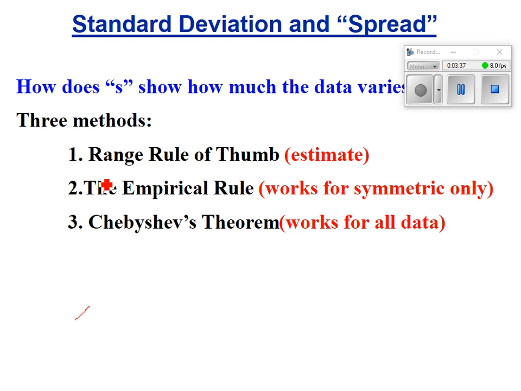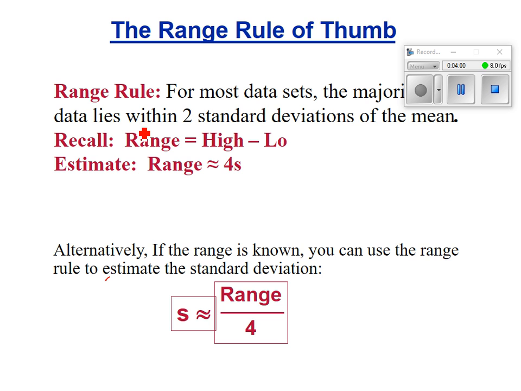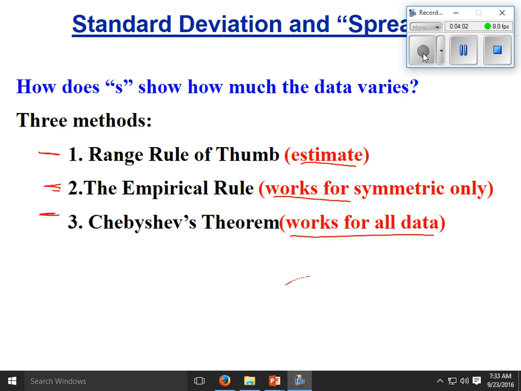Standard deviation, spread. There are 3 basic rules that we're going to talk about today: the range rule of thumb, the empirical rule, and Chebyshev's theorem. Chebyshev's works for all data. The empirical rule only works if it's symmetric, and the range rule only works as an estimate. The range rule of thumb is just an estimate, something you can do dealing with standard deviation.